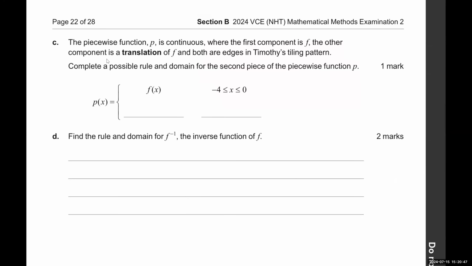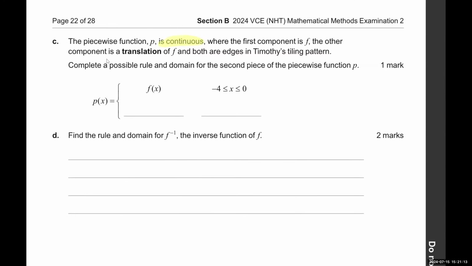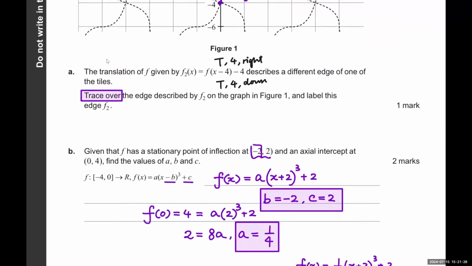Now, the piecewise function P is continuous, where the first component is f from -4 to 0. The other component is a translation of f, and both are edges in Timothy's tiling pattern. Complete the possible rule and the domain for the second piece of the piecewise function P. Well, I think the key is continuous and a translation. And I have to make sure the horizontal span of another piece must also be 4 units. So how could I make this continuous?